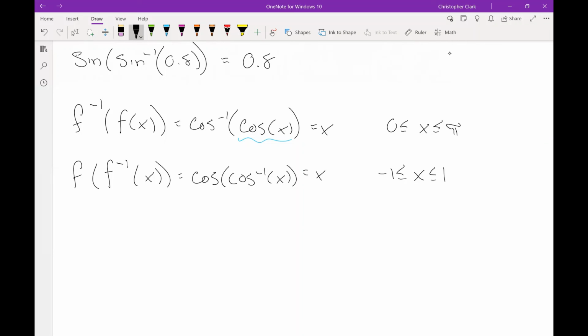So we'll do a quick example. What if I were to do cosine of cosine inverse of -0.2? All right, well, -0.2 does in fact fall within our bounds of -1 and 1, so they just undo each other. And that's it.